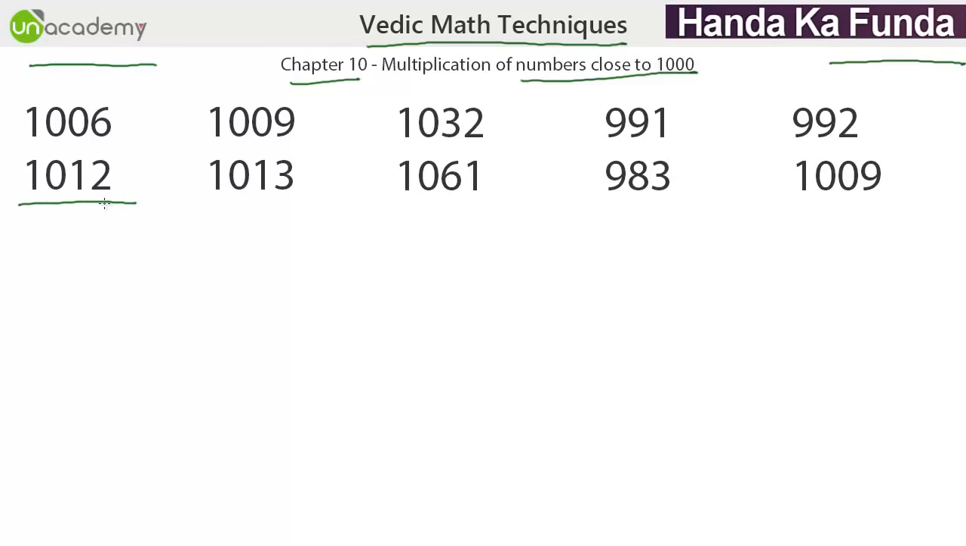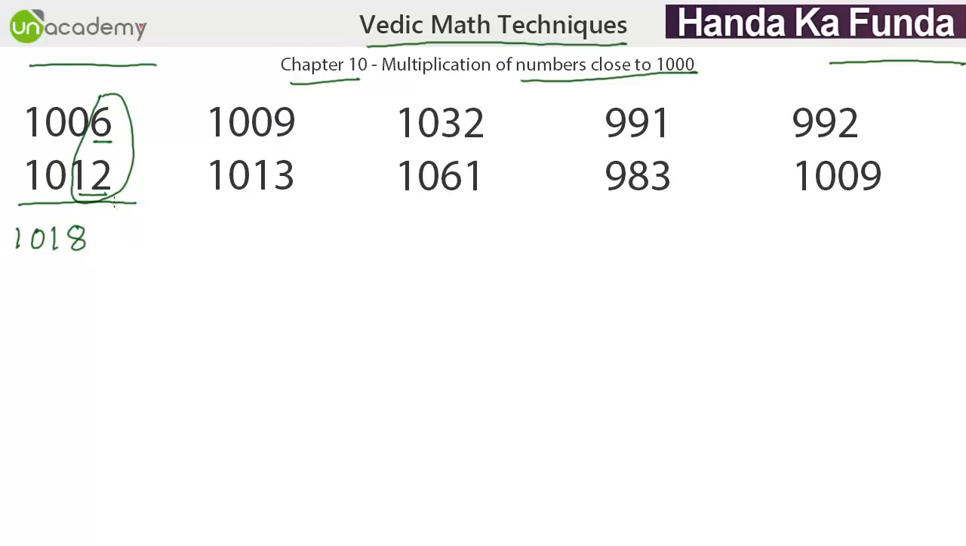The first part of the number will be just 1000 plus the sum of the distances. And by distance, I mean the distance of the number from 1000. So the distance for 1006 is 6, for 1012 is 12. What is 6 plus 12? 18. You add that 18 to 1000, that will give you the first part of the number. So the product will be 1018 followed by something, followed by 3 digits.